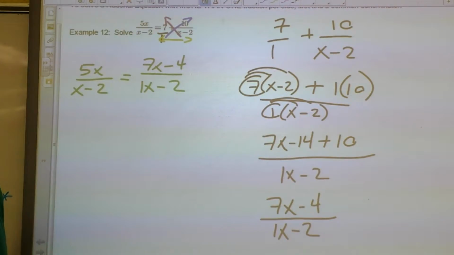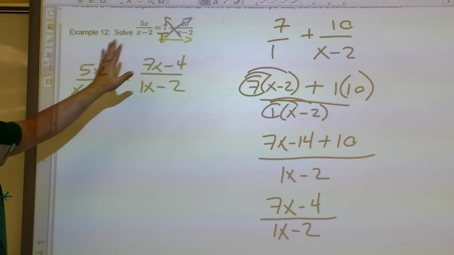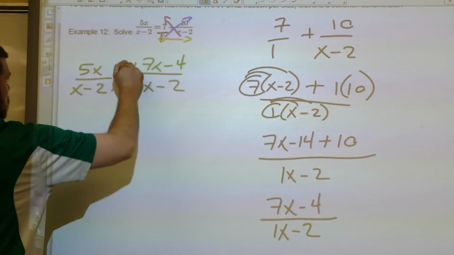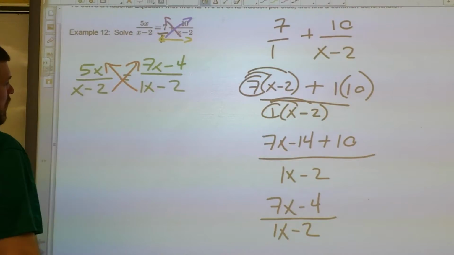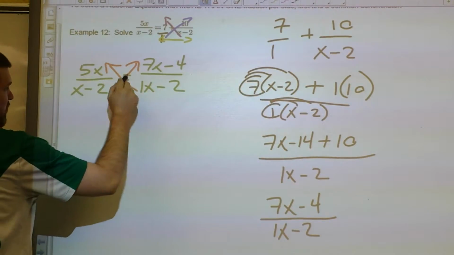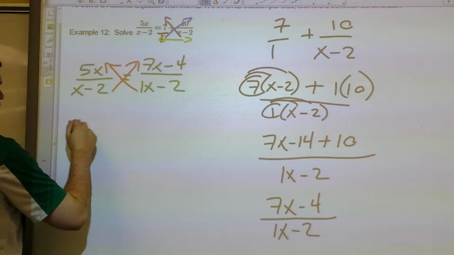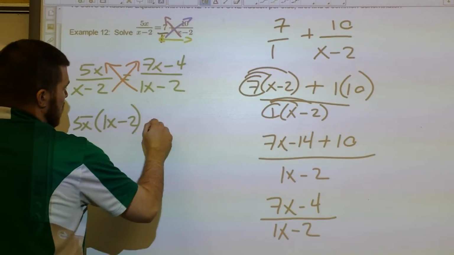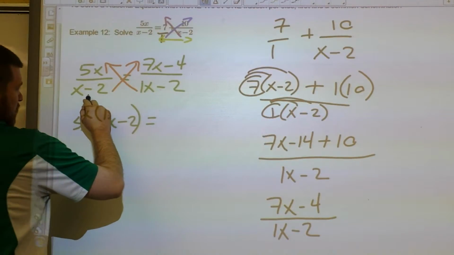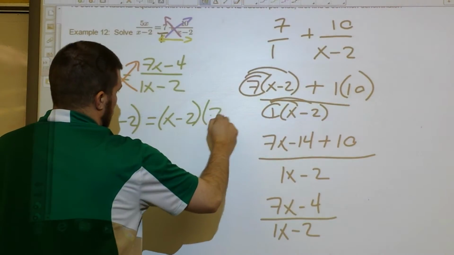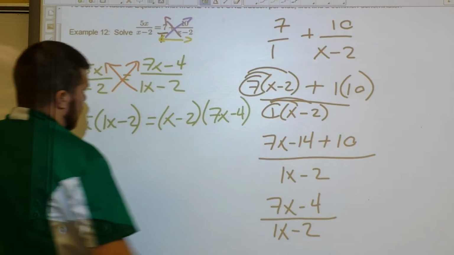So now what we want to do is, we have 1 fraction per side, so we're going to cross multiply, just like we did earlier. So working my way up, I'm going to go from the bottom to the top left. So I have 5x times 1x minus 2 equals, bottom to the top right, x minus 2 times 7x minus 4.